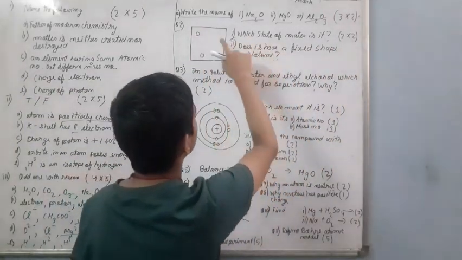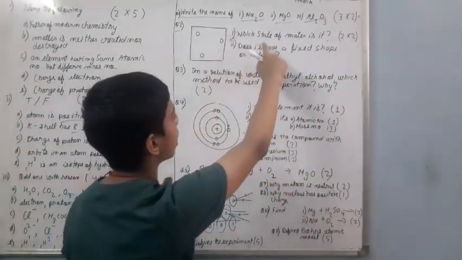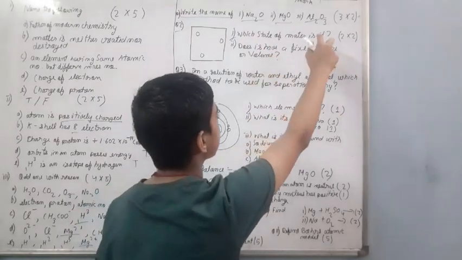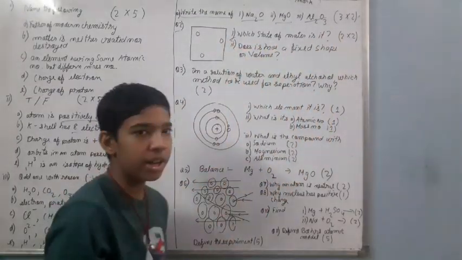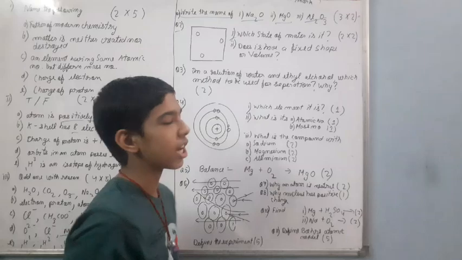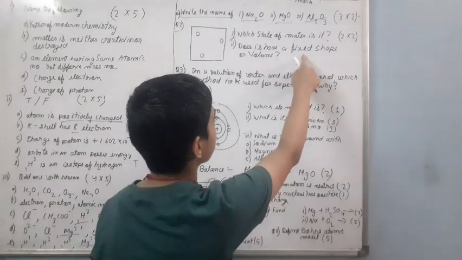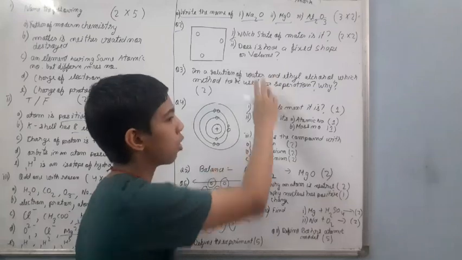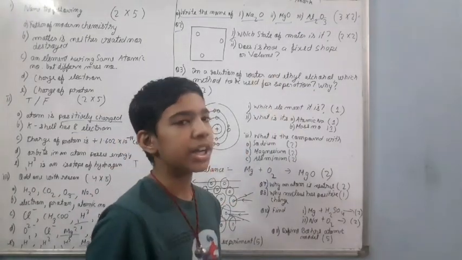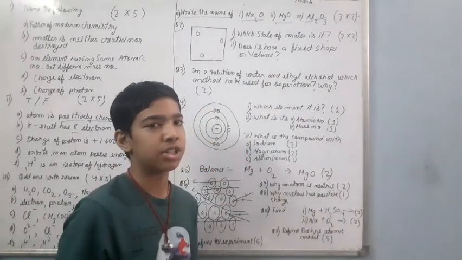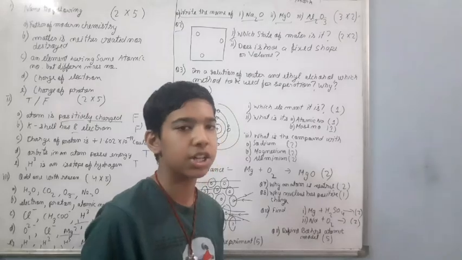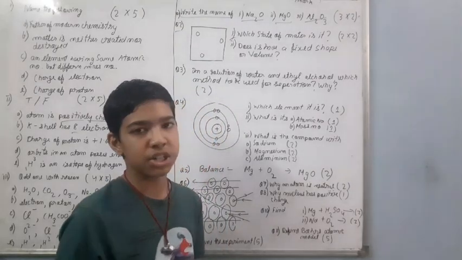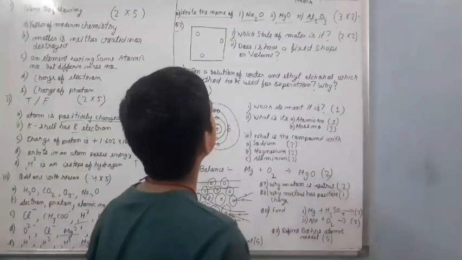We have to see this diagram and answer the following questions. Which state of matter is it? We can see the particles are very far apart from each other, which is seen in the gaseous state. Does it have a fixed shape? No, the gaseous state does not have a fixed shape, and neither does it have a fixed volume. Why? Because the particles have the least intermolecular force of attraction. Their particles have the highest kinetic energy. They can move in all possible directions with all possible velocities.